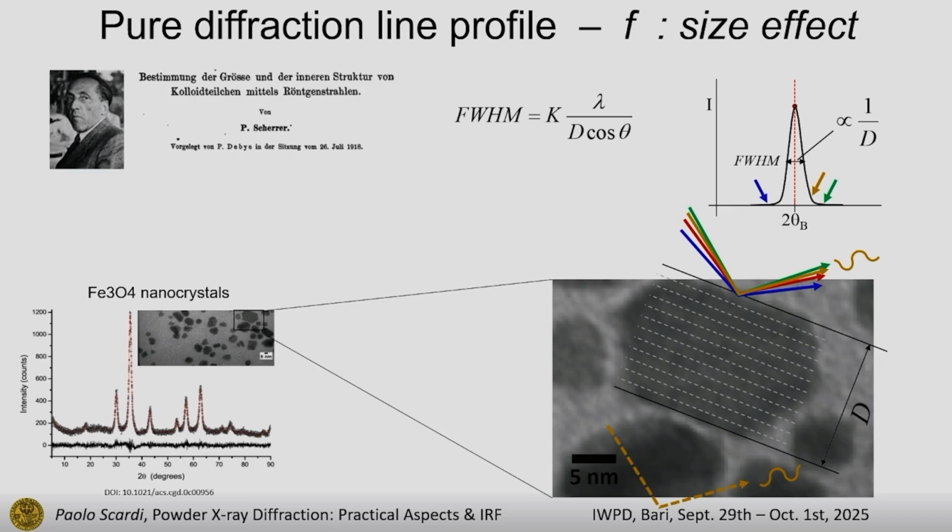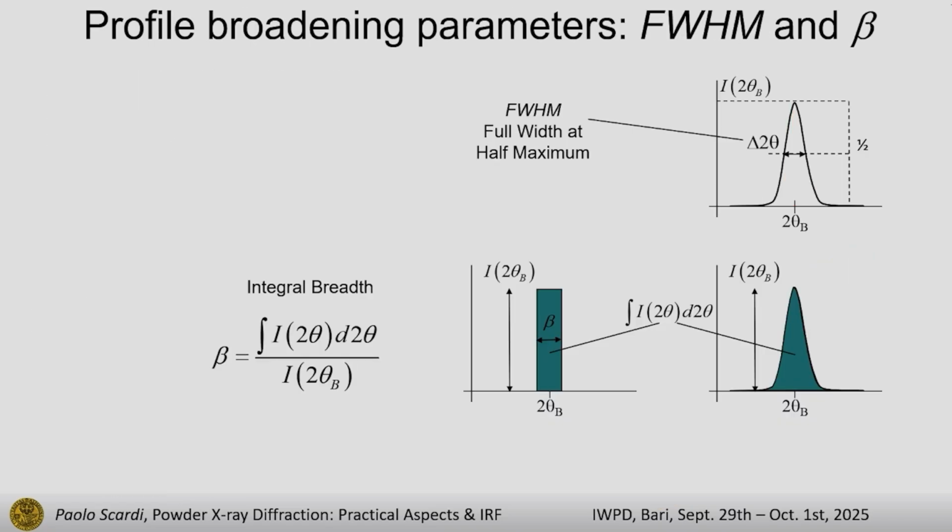Instead of using a full width at half maximum, you might also use the integral breadth, which is also something that has been introduced. It's just the area divided by the maximum intensity. So it's the width of a rectangle with the same area as your peak. It's another way of looking at the peak width. So let's use integral breadth.